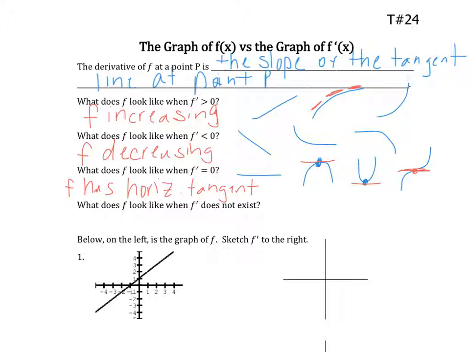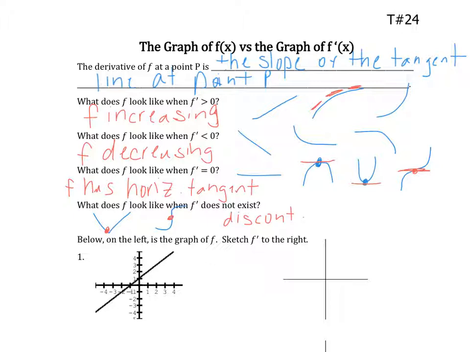And based on what we said yesterday, what does f look like when f prime does not exist? Well, you could have lots of things. You could have that sharp turn where the right and left derivative aren't the same. You could have a vertical tangent right here. Or you could have any discontinuity because the derivative wouldn't exist there.